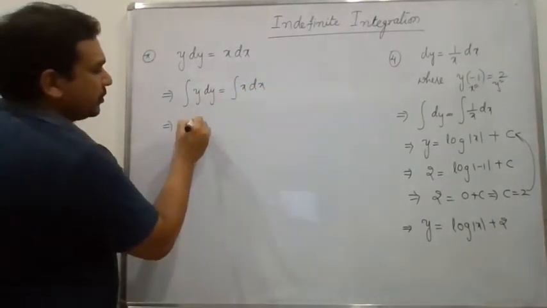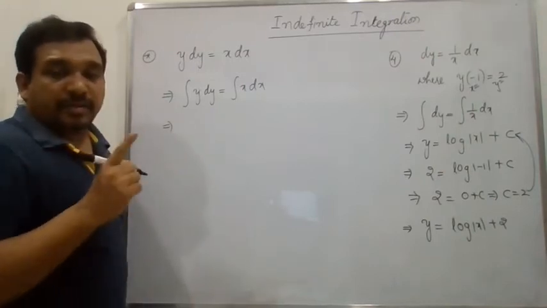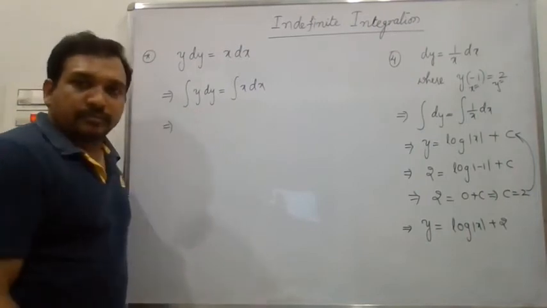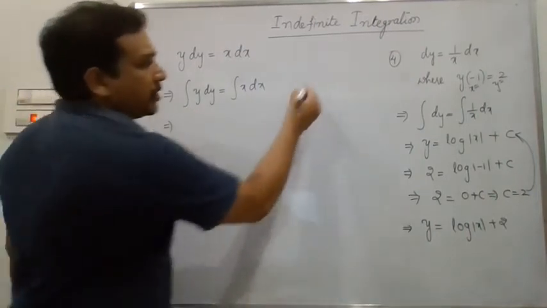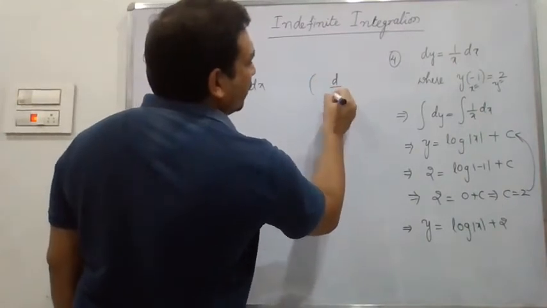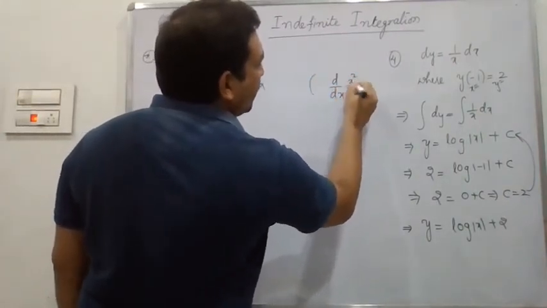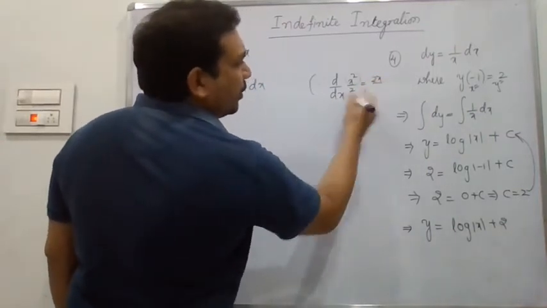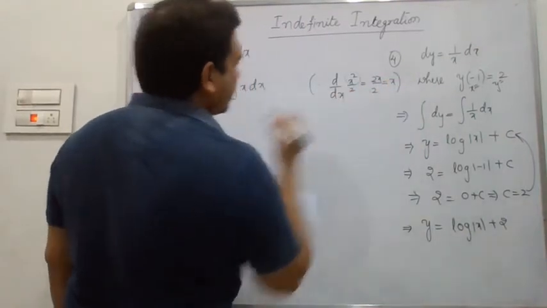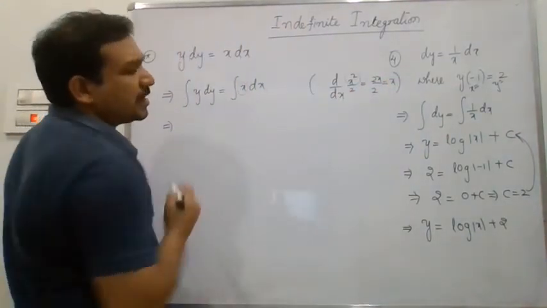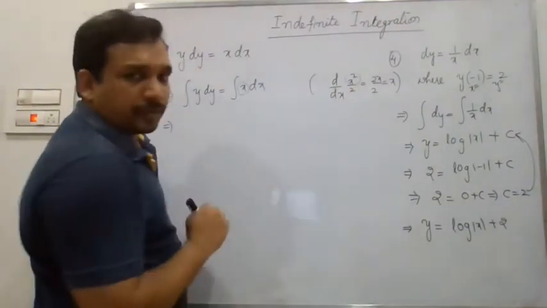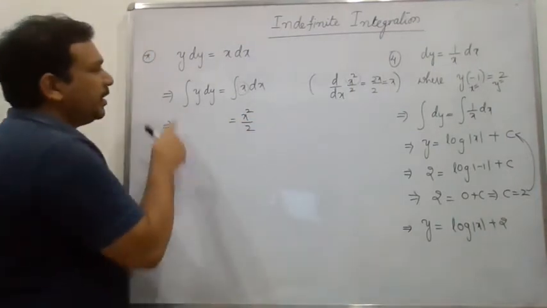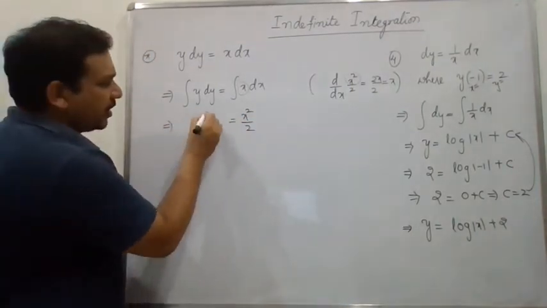Integration of y is what? Integration of y means what is the function for which the derivative is y? Y square by 2. Since d by dx of x square by 2 is how much? What is the derivative of x square? 2x, by 2, so the answer is how much? X. So to get x as the answer, we should differentiate x square by 2. So that's why the integration of x dx answer is x square by 2. Similarly, the integration of y dy answer is y square by 2.